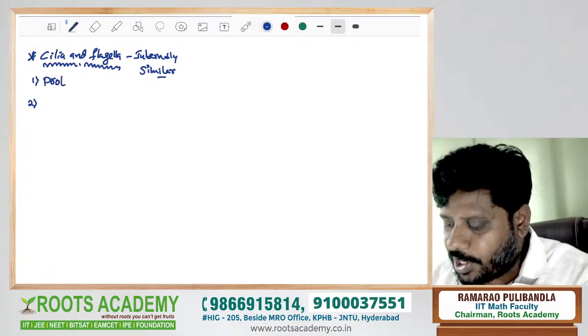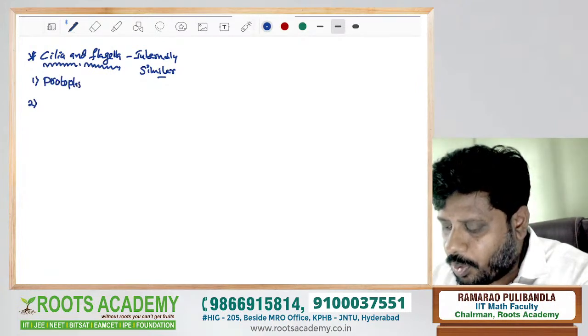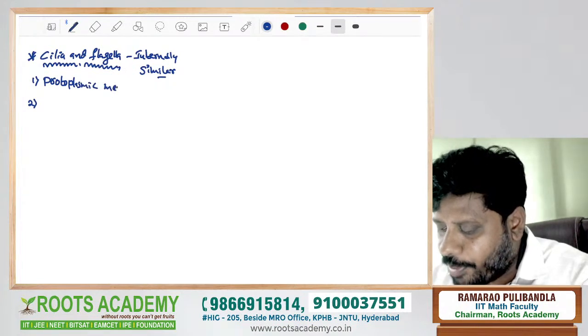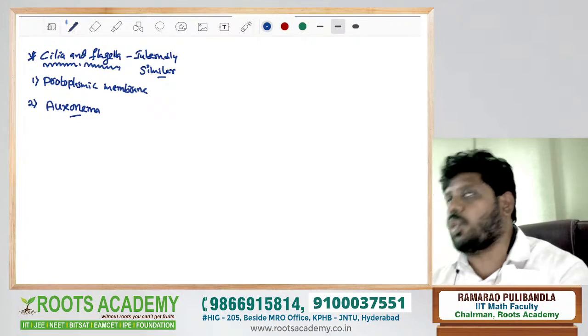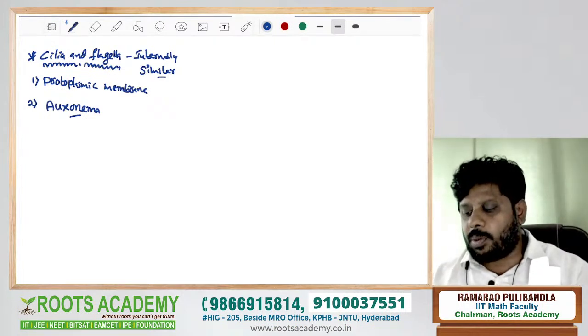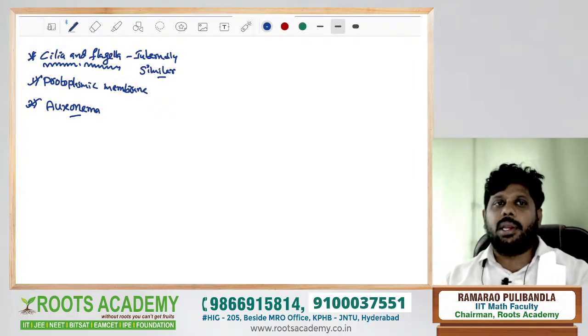First one is the protoplasmic membrane. Second one is the axonema or axoneme. We do not need the protoplasmic mass; we have to study the axoneme structure.